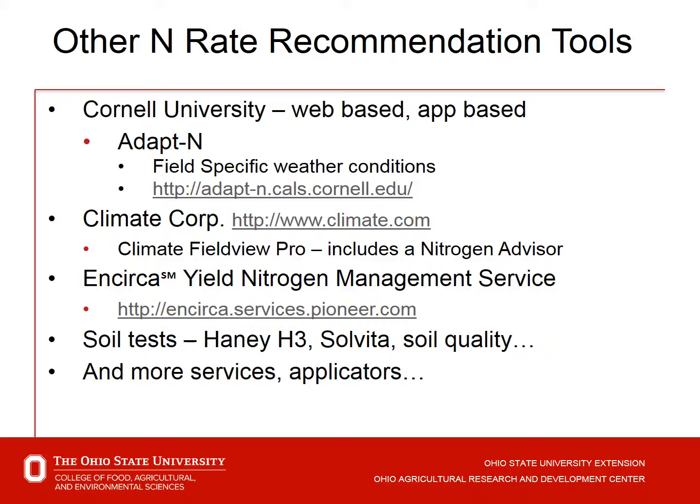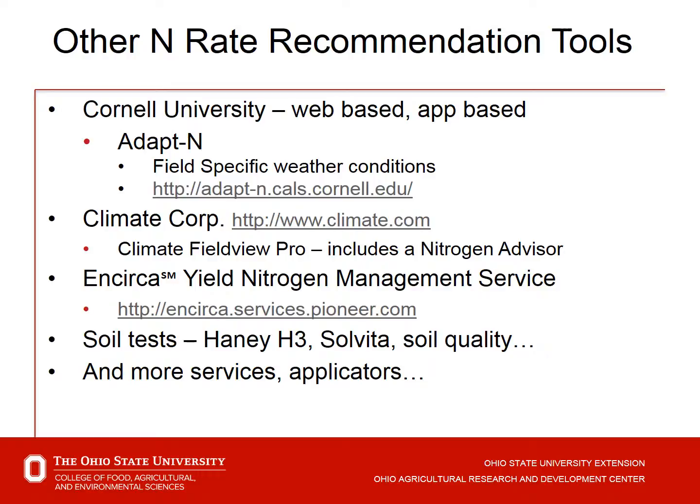Cornell University has a web-based, application-based product they call Adapt-N. Now, it is actually a private company set up just outside of Cornell University. But they use field-specific weather conditions for your site. And the idea is that they would be able to give you through the season recommendations on how much nitrogen to apply, or when not to apply.